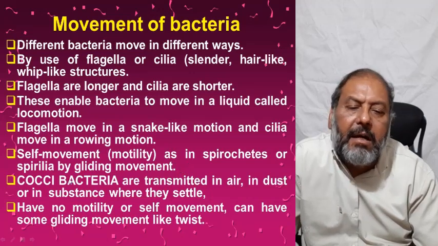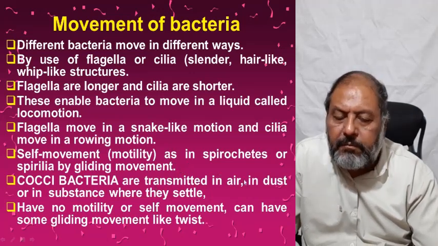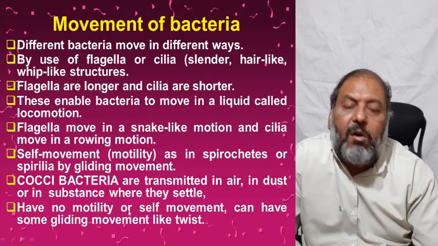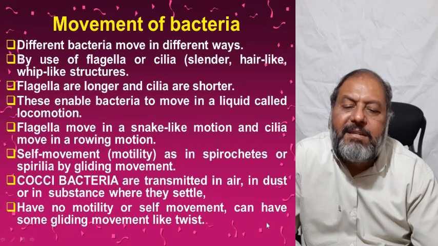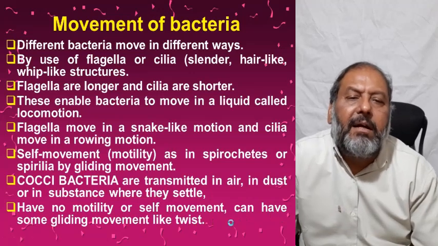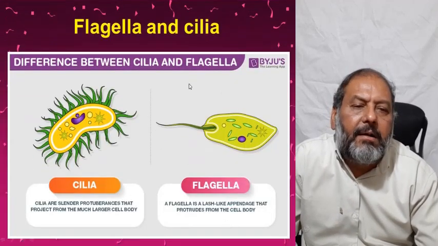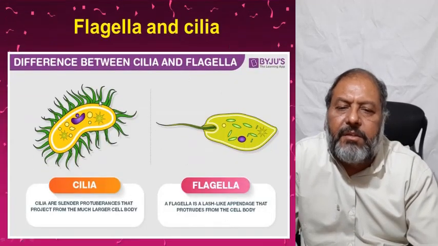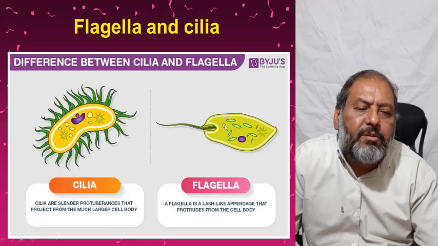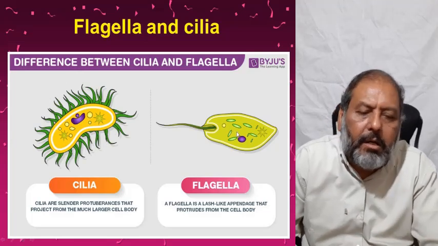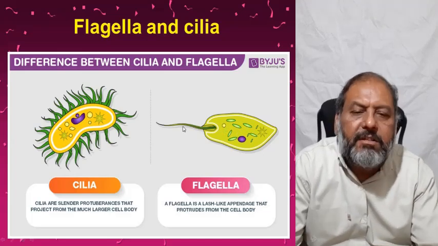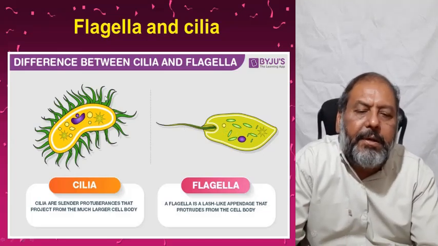The cocci bacteria are transmitted in air, in dust, or in the substance where they settle. They don't have any motility or self-movement, but they can have some gliding movement like a twist, so they can move from one place to another. So one can see the flagella and the cilia here. These cilia are outside the cell wall and the flagellum rises within the body of the cell. So that is meant for the locomotion and this is meant for just some swimming and attachment.